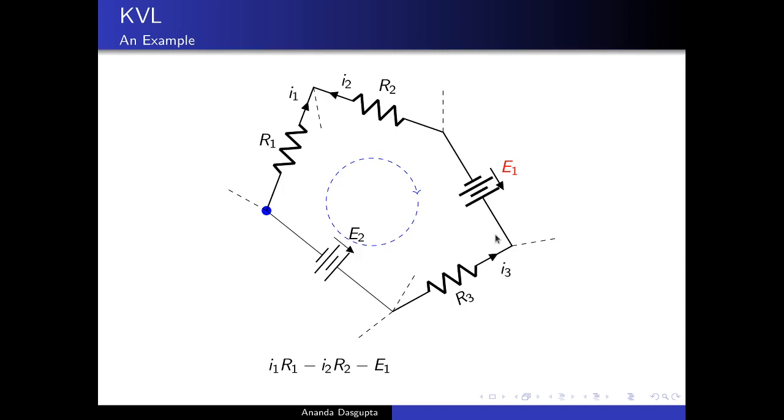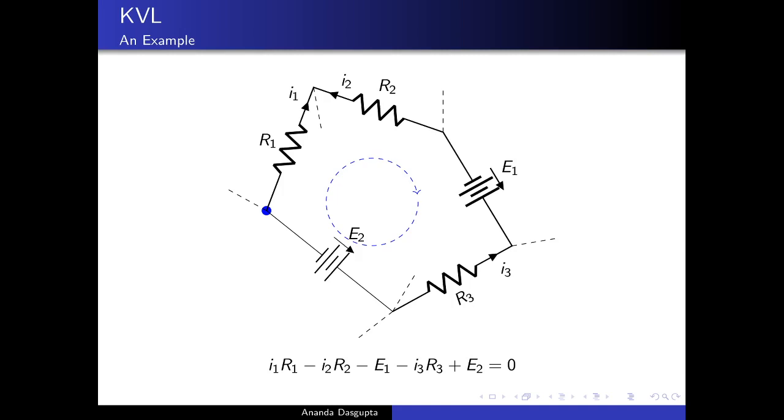I am going against the current, voltage rise, hence I3 R3 should come with a negative sign. And then I am going from positive to negative end of a battery, a voltage drop. So that counts as positive, plus E2. So now I am back where I started. So all of these should add up to 0. So this is how you use Kirchhoff's voltage law.